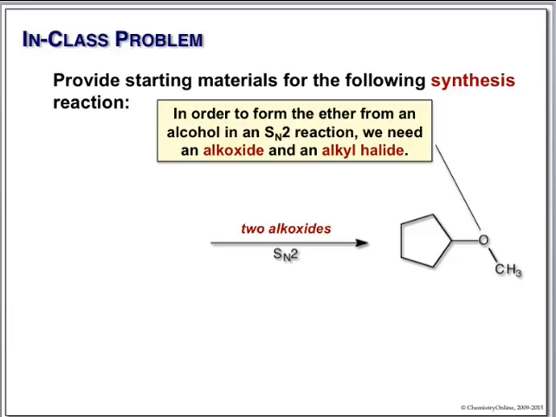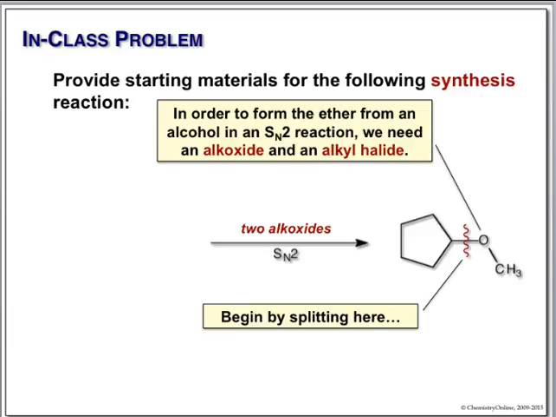When we made this ether, we made one of these bonds on either side of the oxygen. So just take one of them and split it. If we split here, then our alkoxide was this half of the molecule, and the alkyl halide was on this half of the molecule. So this pair, methoxide and bromocyclopentane, would give us this product.